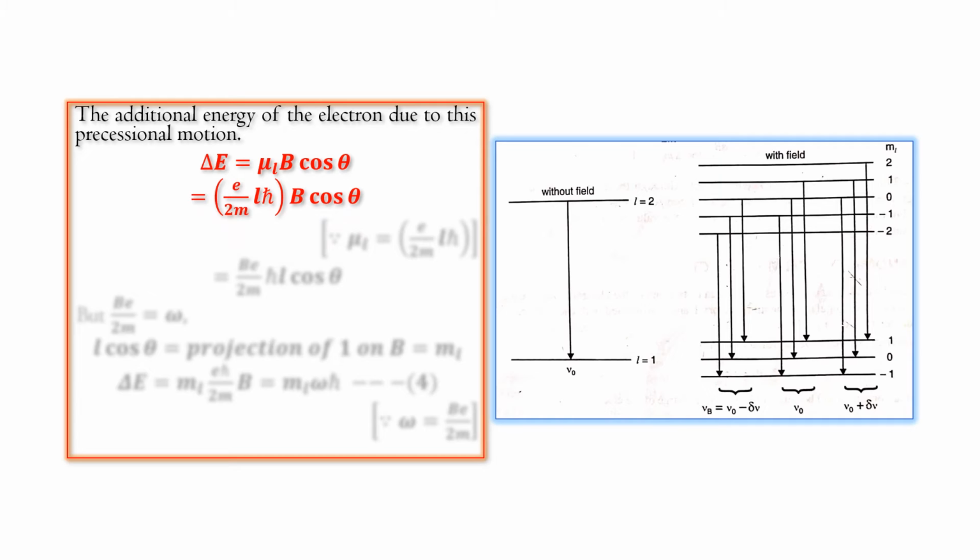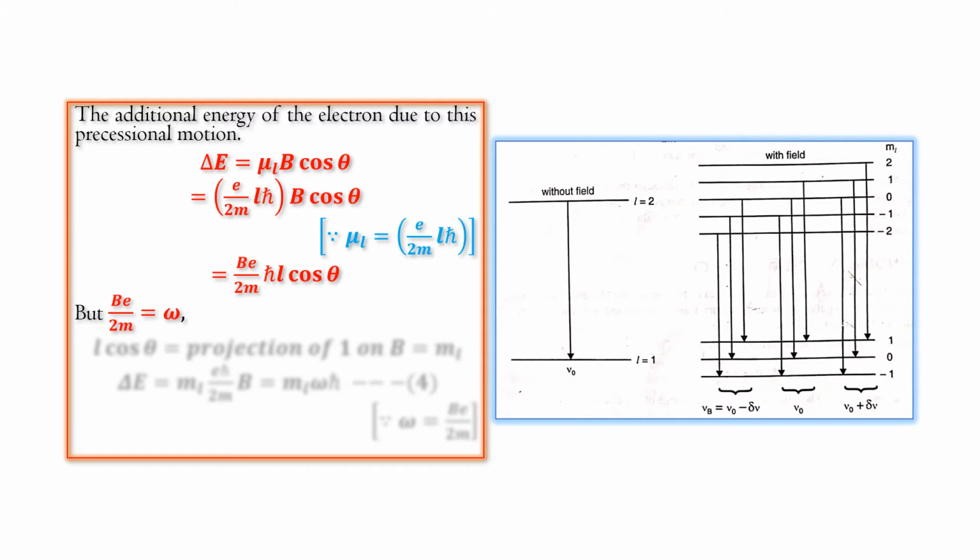The additional energy of the electron due to this precessional motion is given by del E equal to mu L capital B into cos theta. We know the value for mu L, that is e by 2m L into h cross. Substituting this mu L value into the above equation, we get Be by 2m h cross L cos theta.